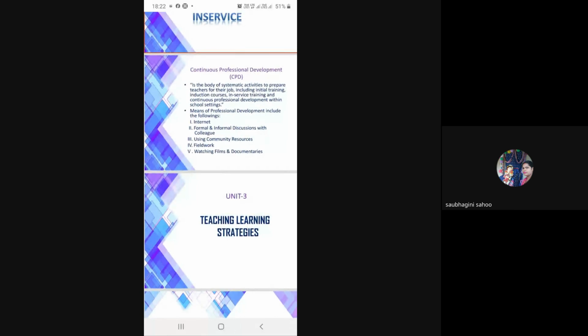How to process? 5E model. Yes, the 5E model is a strategy, but beyond that, many more strategies are there. As we know, in a teacher's mind, three questions arise. One thing is what I will teach. The answer is content.